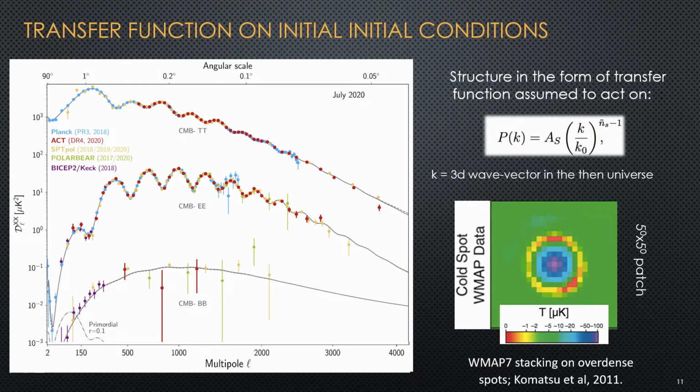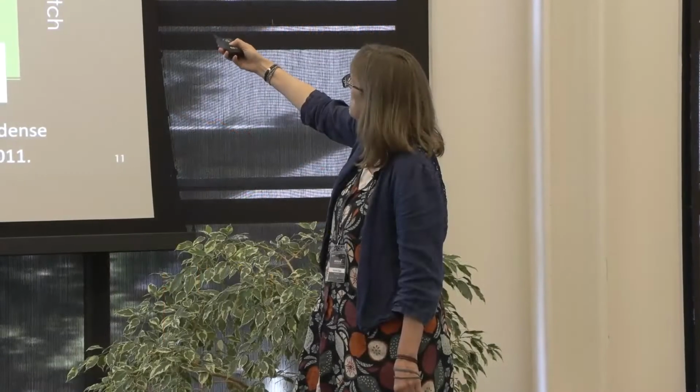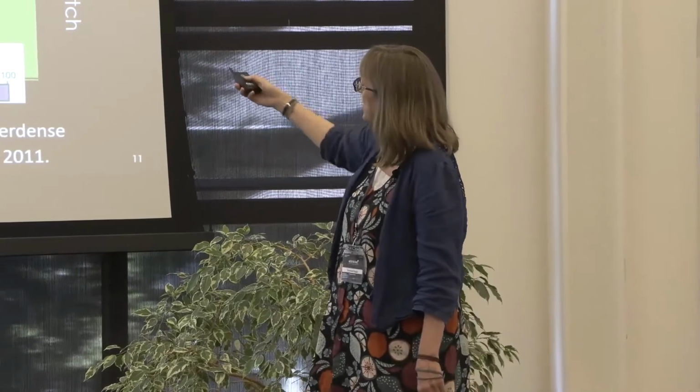k is the wave vector. It's related to L. It's just that k is the 3D one. So that has two parameters in it, this coefficient A sub s, and then this exponent n sub s.